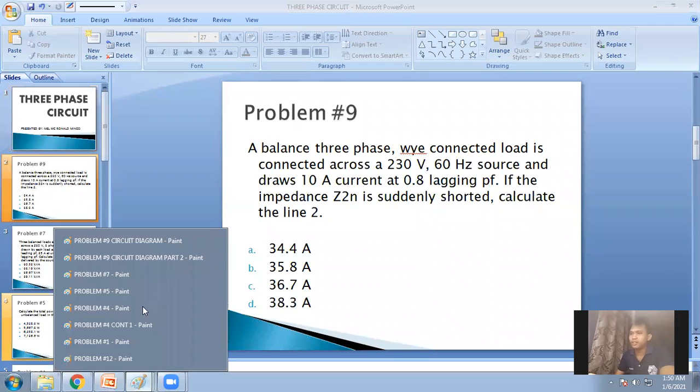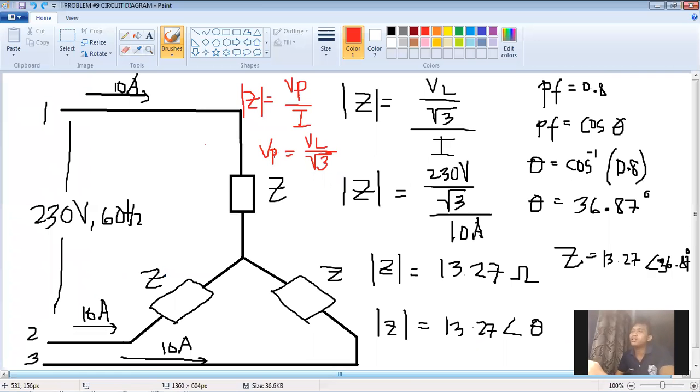So I already wrote a solution and a circuit diagram for us to understand the three-phase, and it will not take time in writing since we are using the Paint application. So what we have here is a Y-connected impedance, the impedance here, and also we have a source voltage of 230 volts and it draws 10 amperes.